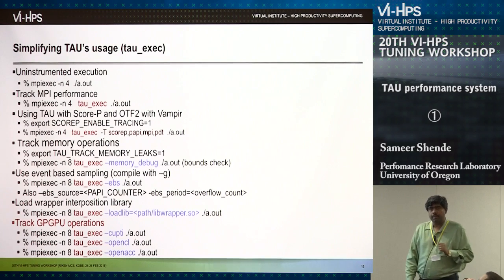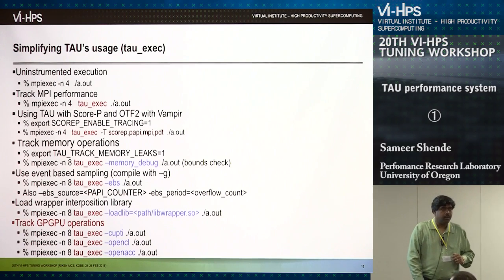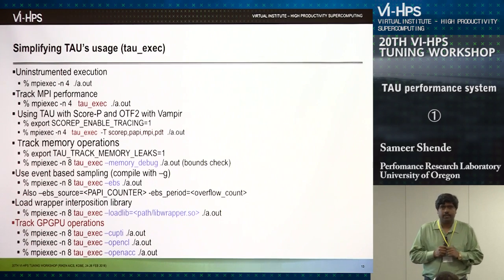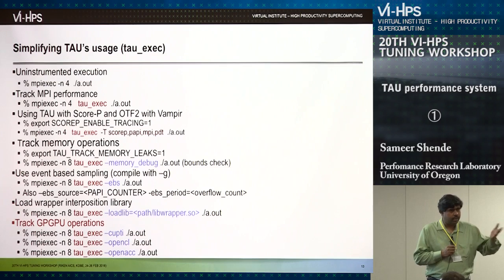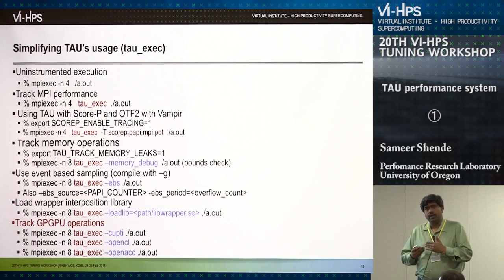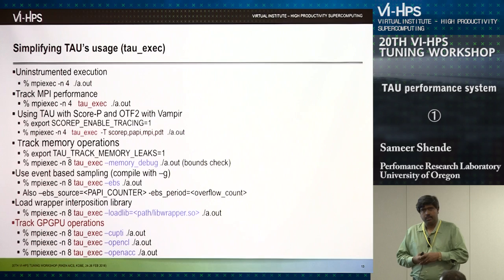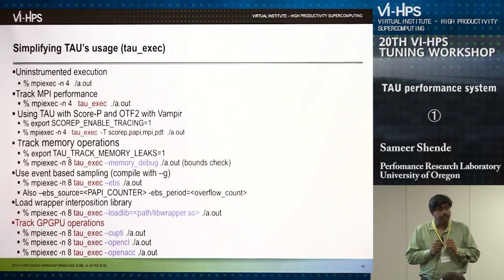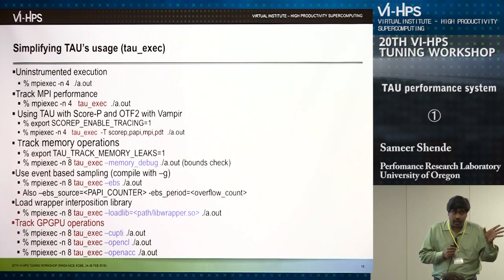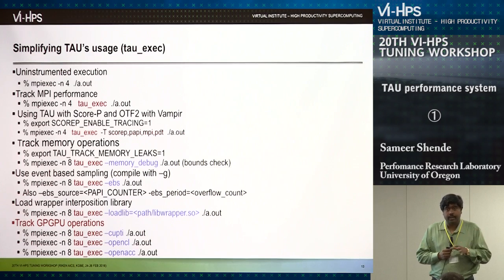Event-based sampling is a very powerful technique. You can take samples. We heard earlier in Brian's talk that you can use samples along with direct measurement. So samples can show you where the program spent most of its time. It's not as accurate as direct measurement, but it's a low overhead technique that can pinpoint regions of interest.